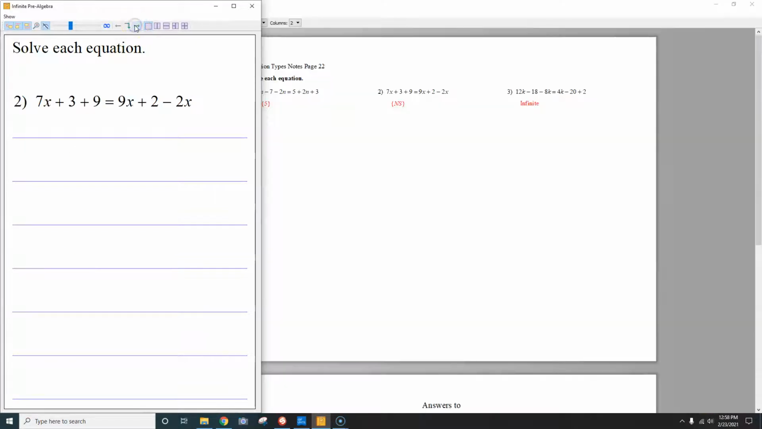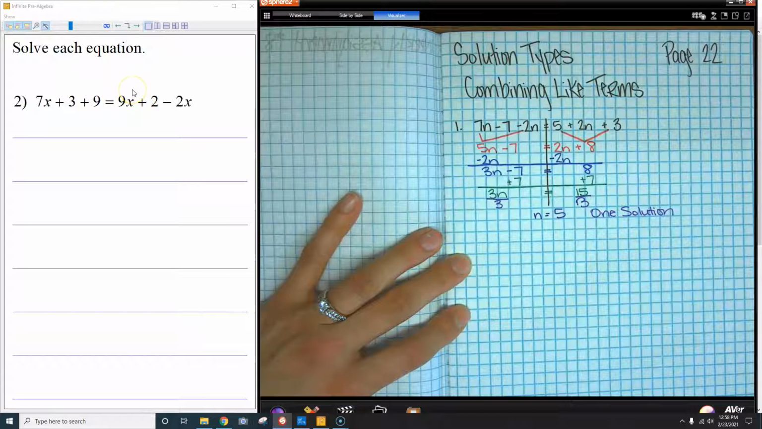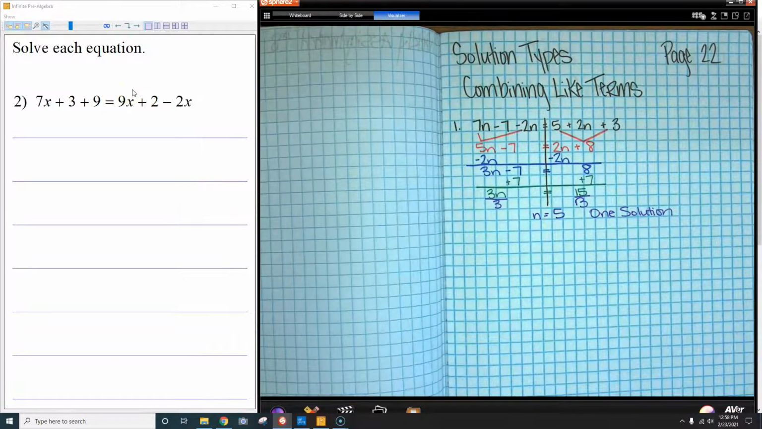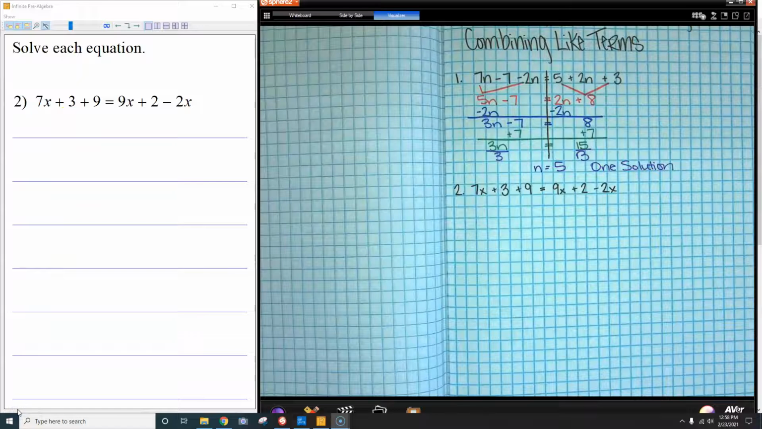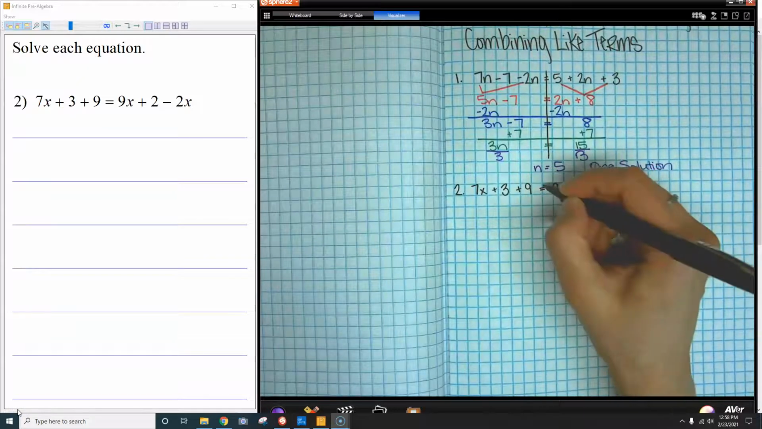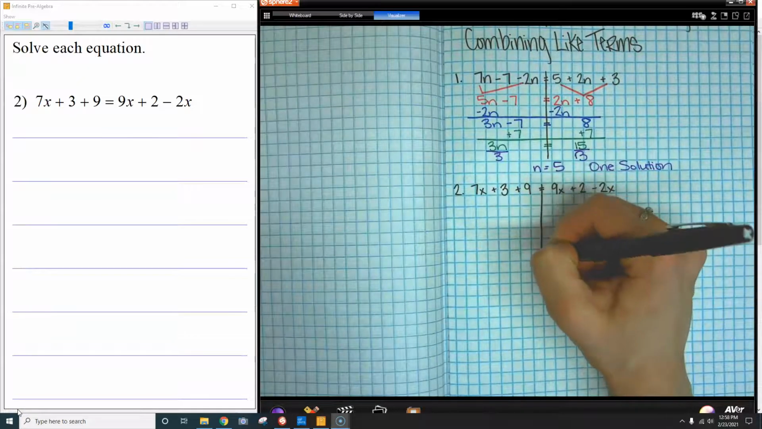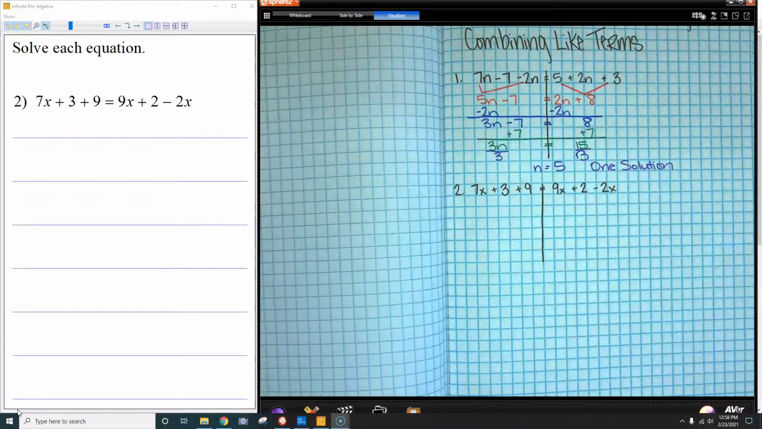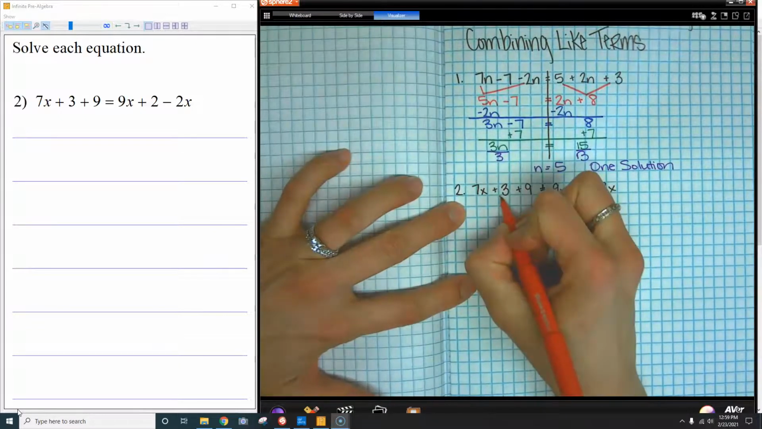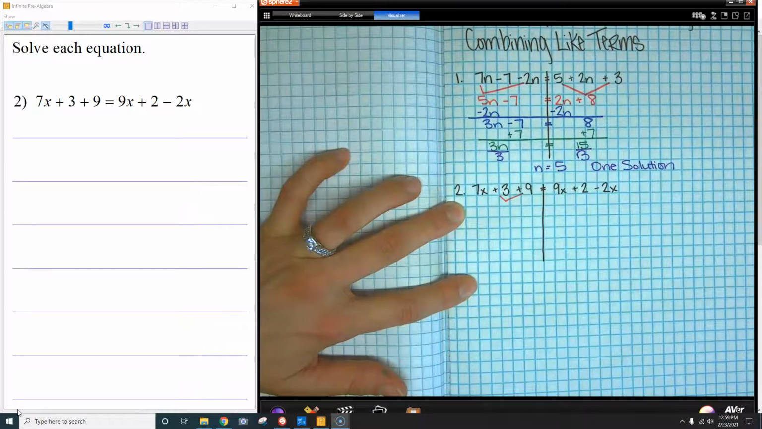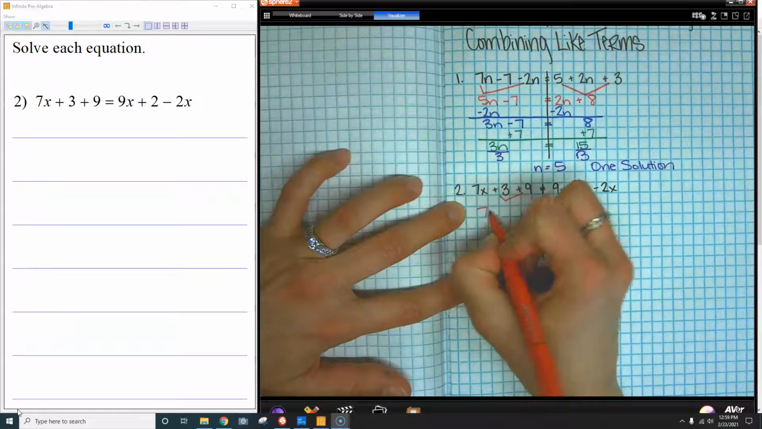All right, number 2. So go ahead and pause the video and write it down and resume the video when you're ready. All right, so number 2, we still have variables on both sides, and we also have some combining of like terms. So I'm going to draw my line at the equal sign, and I'm going to look at the left. On the left-hand side, I have a 3 and a 9 on the same side, so I'm going to use a caret to combine them, and I get 7x plus 12.